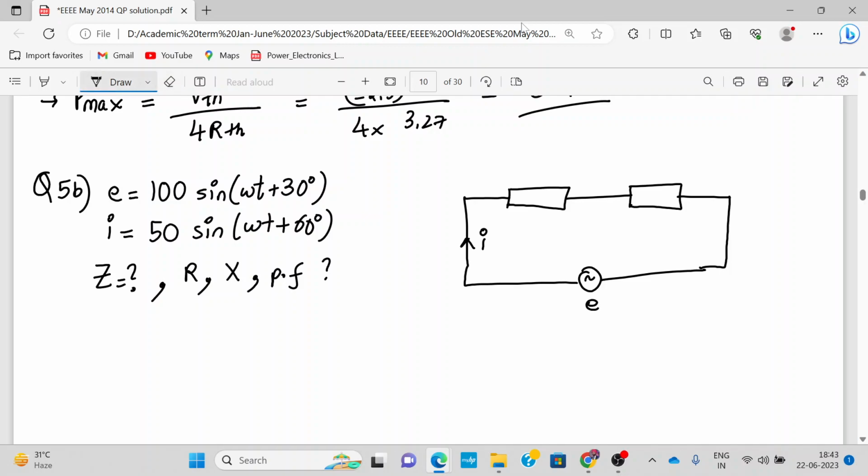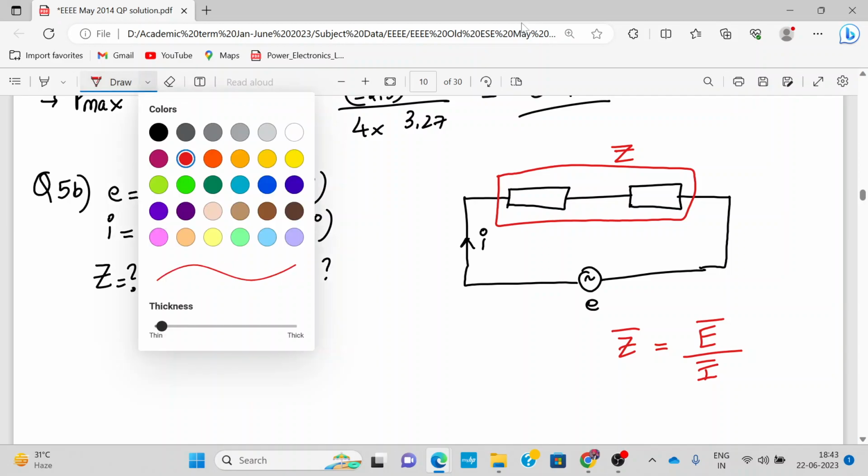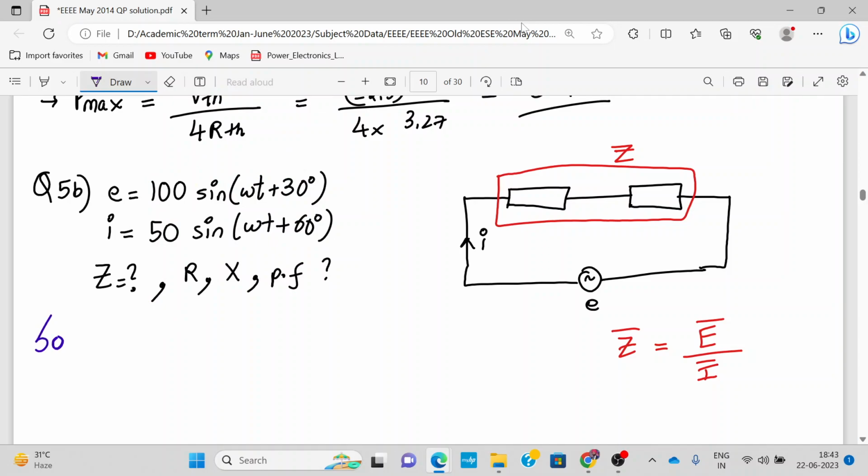E is my voltage, right? And these are the two elements in series. So their impedance will be what? This is impedance. So what will be the impedance of the circuit? Capital E upon capital I in polar form, I mean in the vector form. Okay, fine. So let's start. So let me write the capital value here. This is standard form. This is not polar or rectangular.